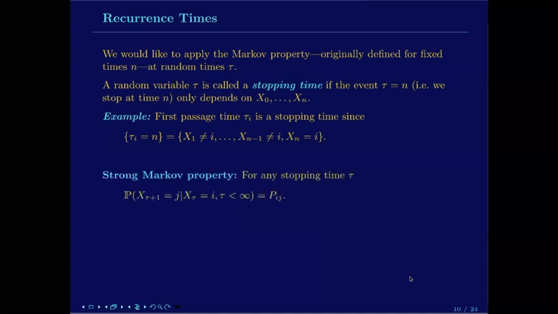As I already mentioned, we then have the strong Markov property. So for any stopping time tau, the probability that the Markov chain at the stopping time plus 1, so the next time after the stopping time, takes the value j, given that at the stopping time it takes the value i, provided the stopping time is finite, is exactly the transition probability from state i to state j.